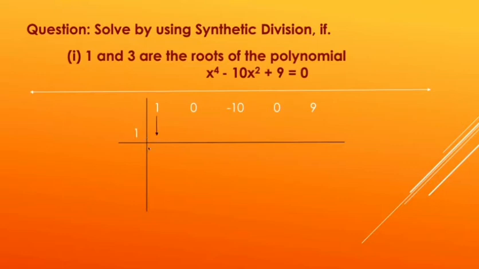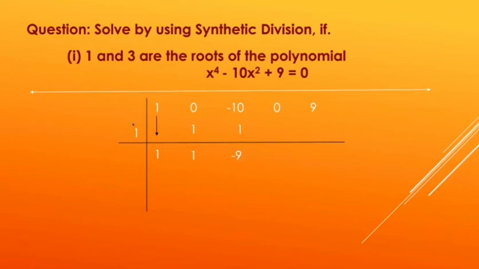The first step is this 1 will be written as it is. 1 into 1 is 1, so 1 will be written here. 0 plus 1 is 1. 1 into 1 is again 1, so it will be written here. We will add these two terms and minus 9 will be written here after adding these two values.